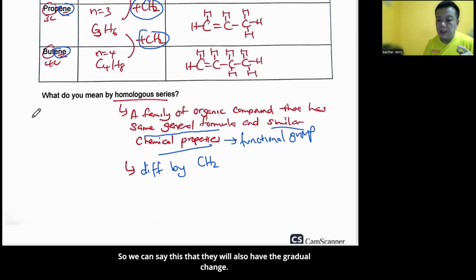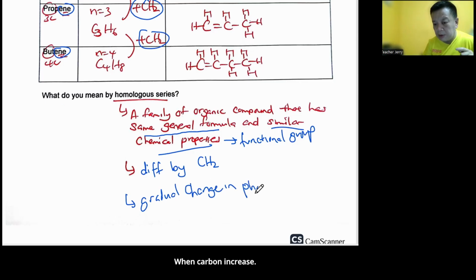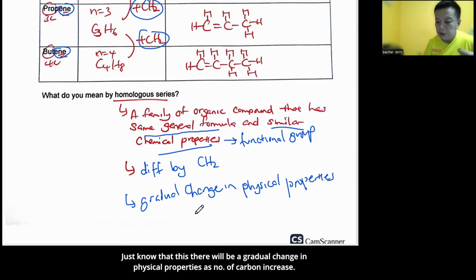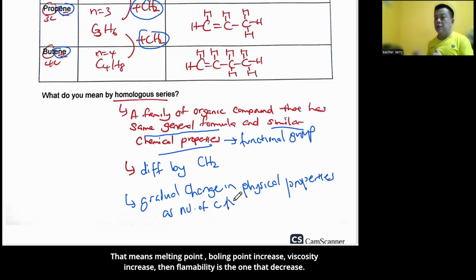Okay, so we can say that they will also show a gradual change in the physical properties when carbon increase. This is what you really need to know. The explanation is just good to understand. If not, do not need to worry. Just know that there will be a gradation of physical property as number of carbon increase. That means melting point, boiling point increase, viscosity increase, then flammability is the one that decrease.